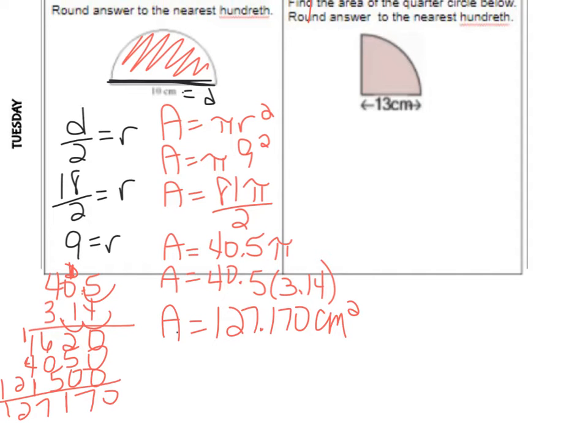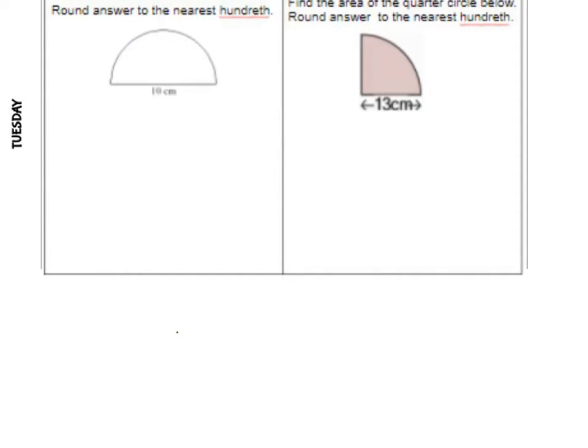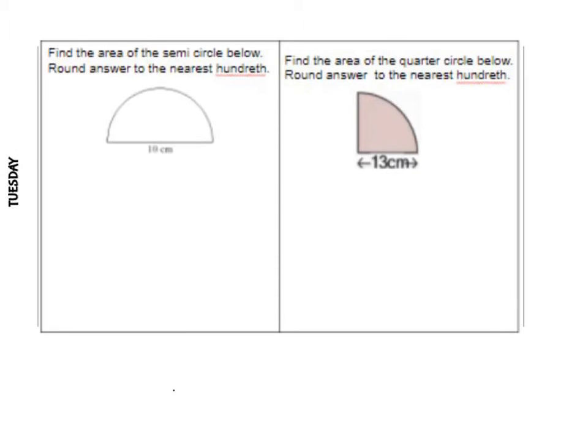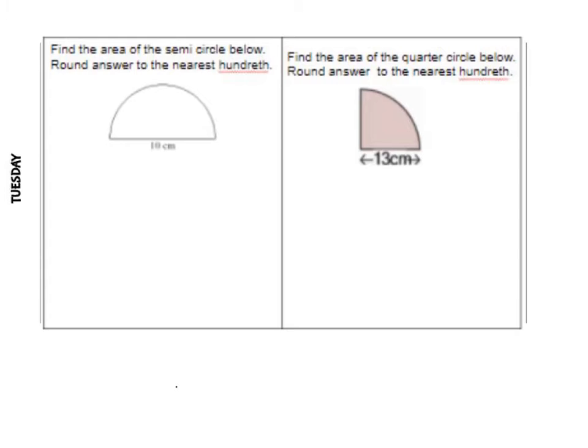Okay, so let's go ahead and start on the next one. The next one says find the area of the quarter circle below, round to the nearest hundredth place. So if you look at it, it's giving you the radius. So the radius is what we need to find area of the whole circle. So area is equal to pi radius squared, and that's going to be divided by 4.